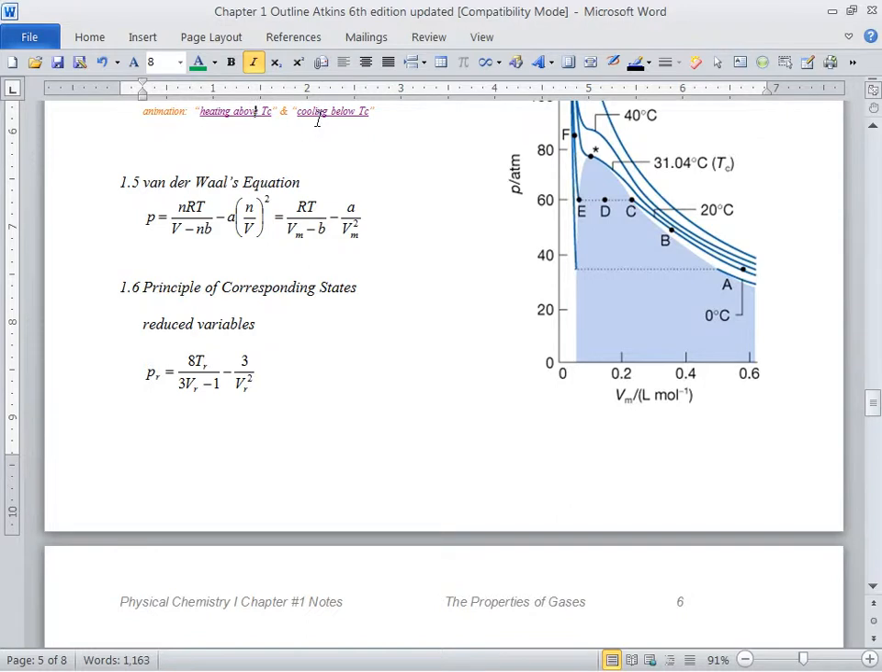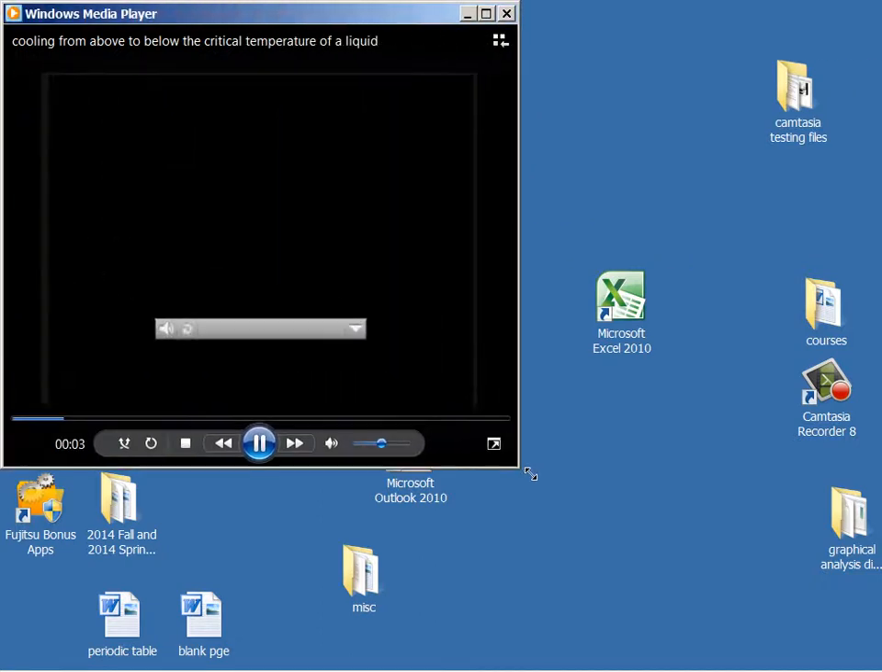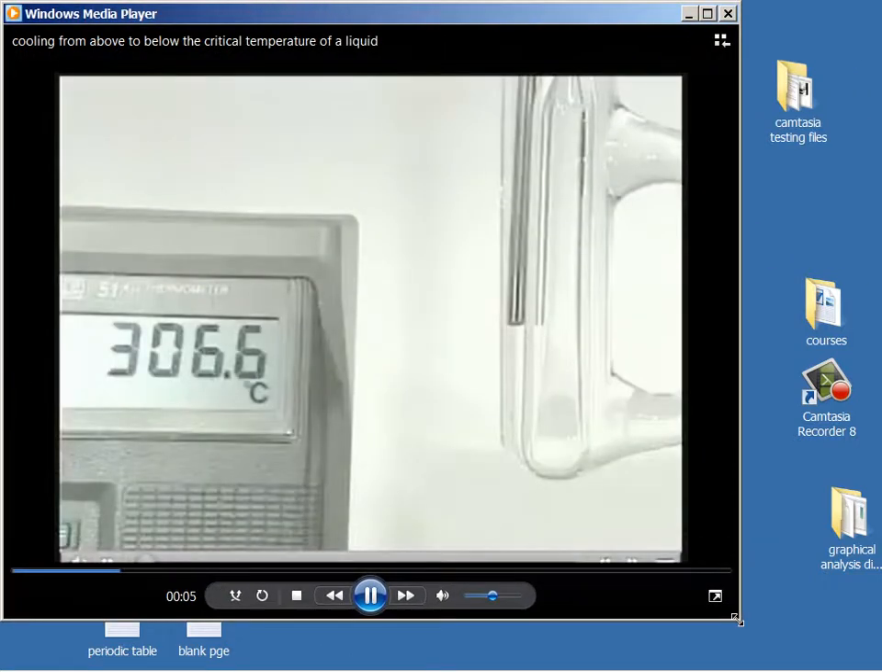Now, cooling below, let's see if this is any different. So here you're supposed to be starting with the supercritical fluid. Now you're just letting it cool. You just see the boundary forming. So all of a sudden you have a liquid.